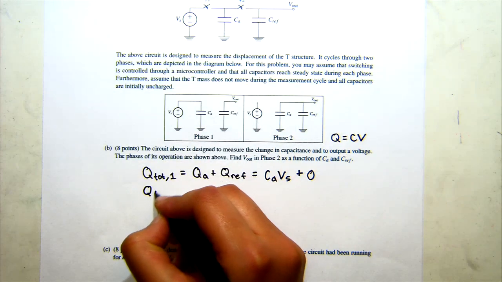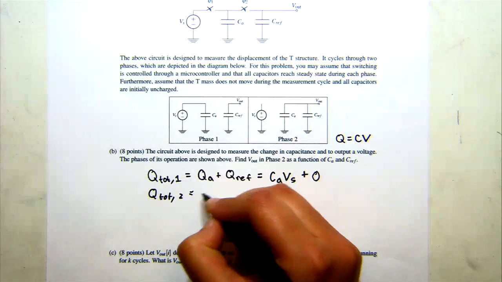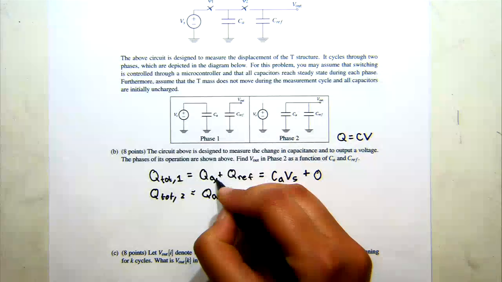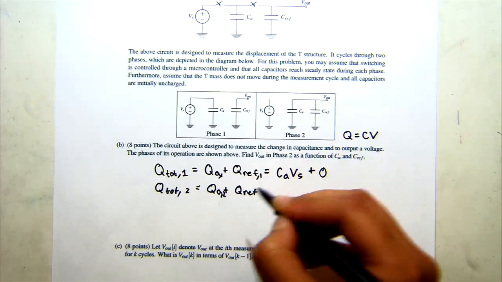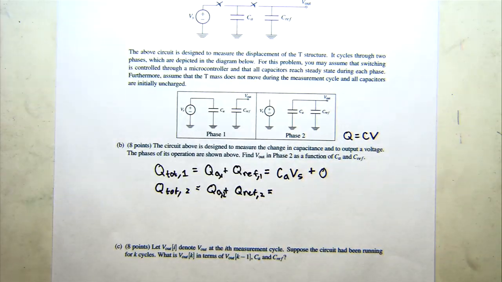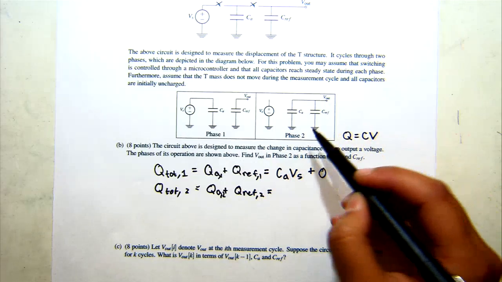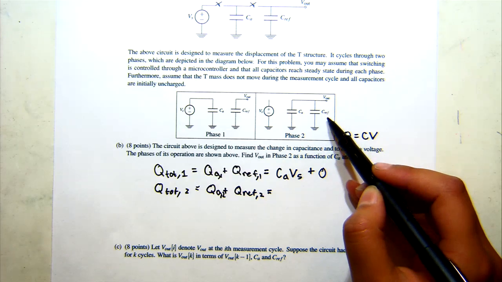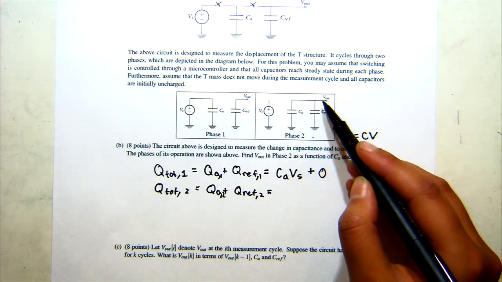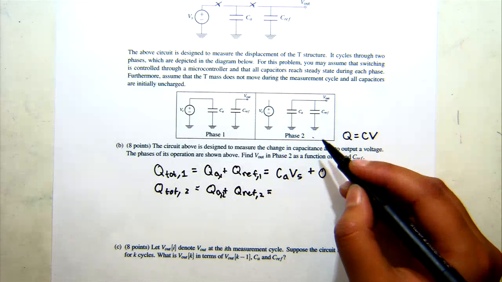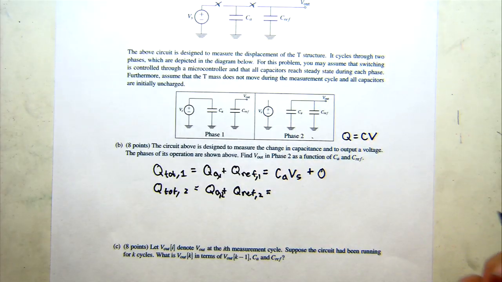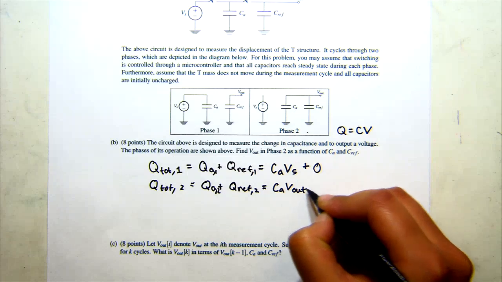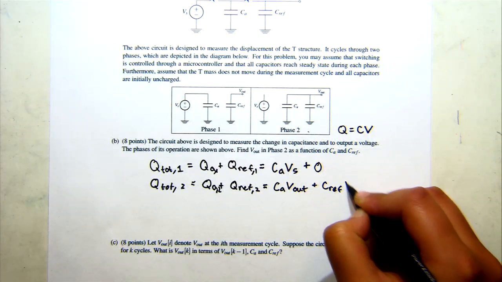Now we can look at the total charge in phase 2. Once again, this is going to be QA and QRef, and I can just add in subscripts for 1 versus 2, because these values could be different. And now, in phase 2, we see that we have capacitor A and capacitor Cref in parallel, both with a voltage of V out across them. So the charge on capacitor A is going to be CA times the voltage across it, which is V out. And for Cref, similarly, it'll be Cref times V out.